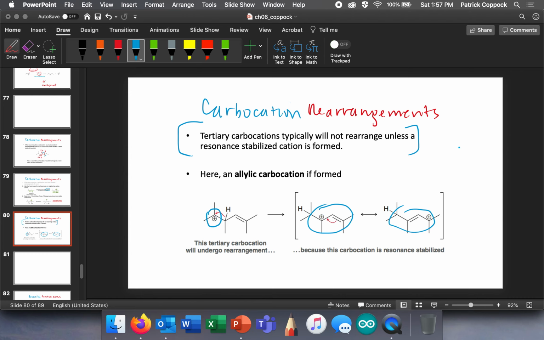You're going to be asking yourself a lot of times, when you see carbocations, you need to ask yourself, will rearrangement give me a more stable carbocation? And if it will, it is likely that you will get a carbocation rearrangement.